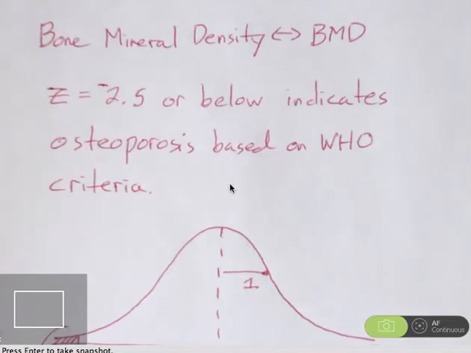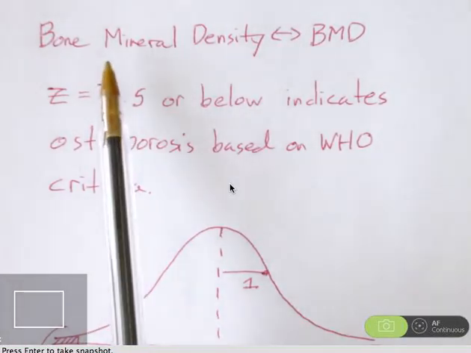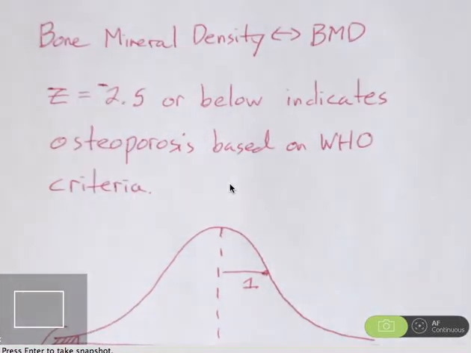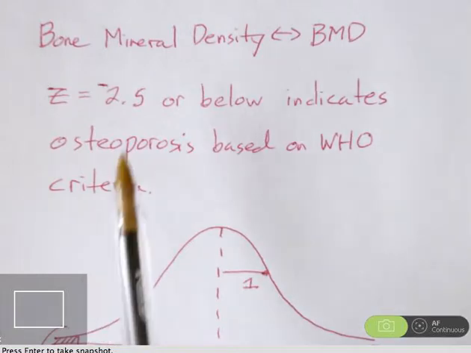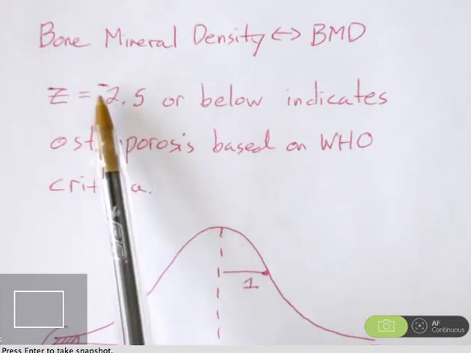Hi there. Let's take a quick look at question 2.58a. The question says, what percent of healthy young adults have osteoporosis by the WHO criterion? WHO stands for World Health Organization, and to have osteoporosis, they are indicating a bone mineral density, or BMD, score that is 2.5 or more standard deviations below the mean for young adults.